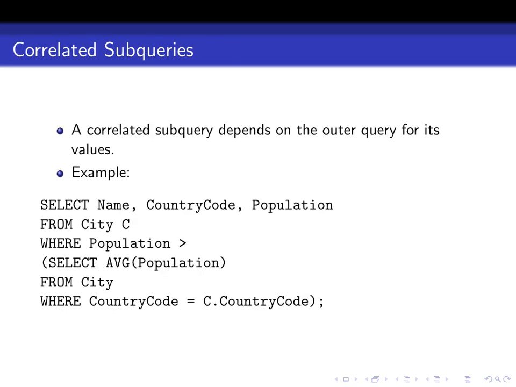Correlated subqueries take this one step further. Unlike regular subqueries, these depend on values from the outer query. For instance, we can use a correlated subquery to find cities with populations larger than their country's average. These queries dynamically adapt as the outer query processes each row, making them powerful for analyzing relationships in the data.